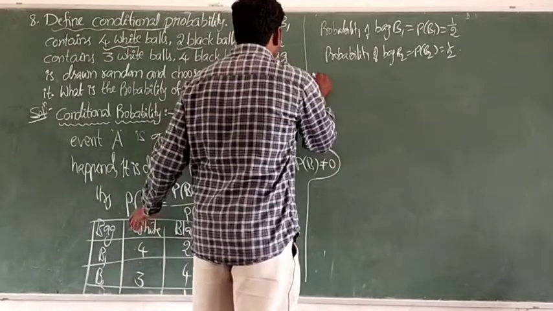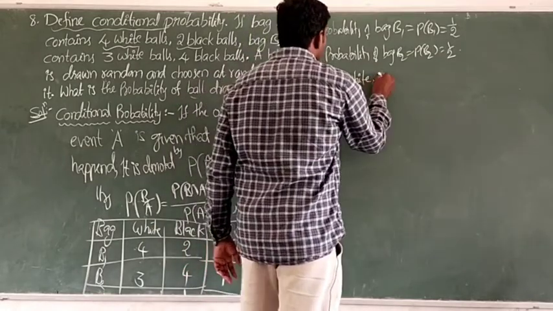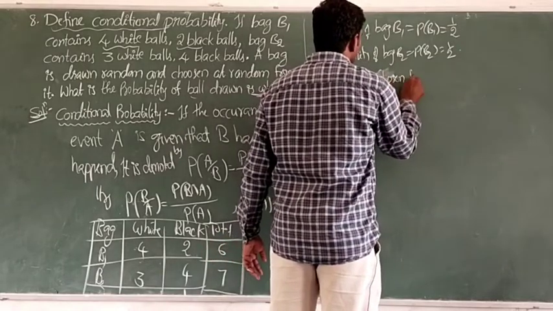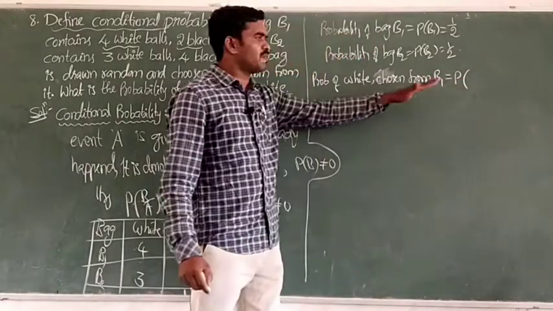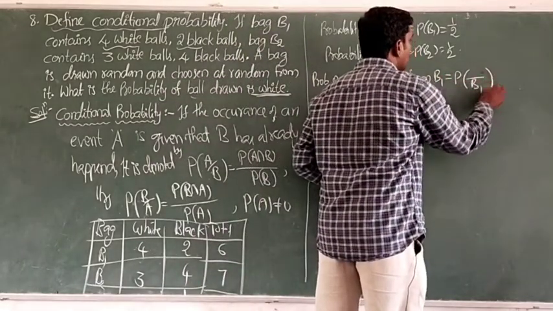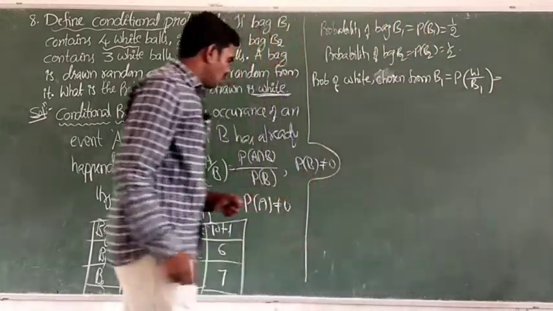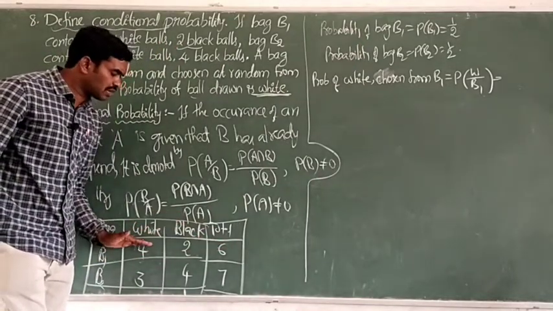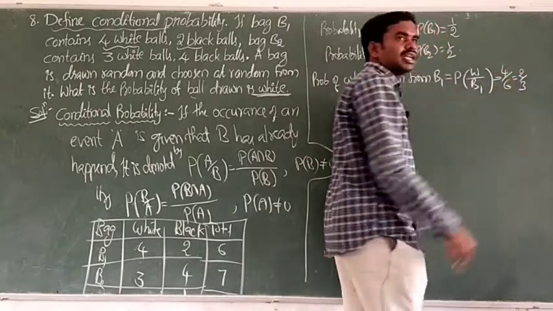So the probability of white chosen from bag B1: see here, first the bag is B1, and in that bag B1 what is the probability of white? B1 is chosen first, then the white ball probability is equal to, in bag B1, how many white balls? 4 balls. Total balls 6. So the probability becomes 4 by 6. Obviously 4 by 6 means what? 2 by 3. Is it appearing?